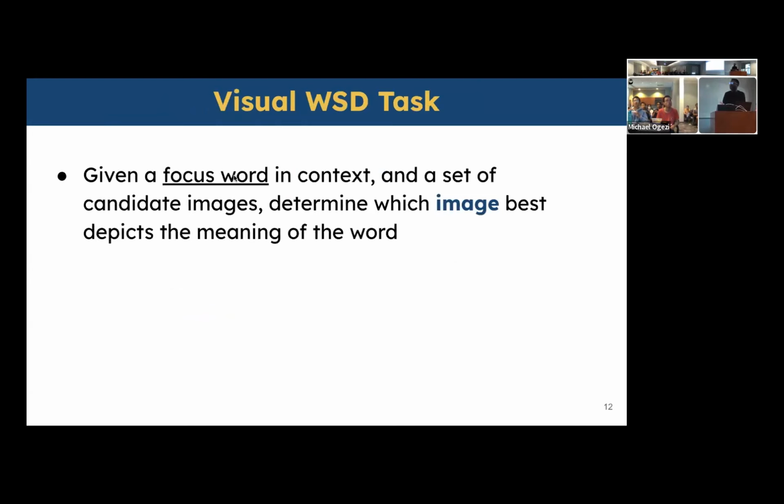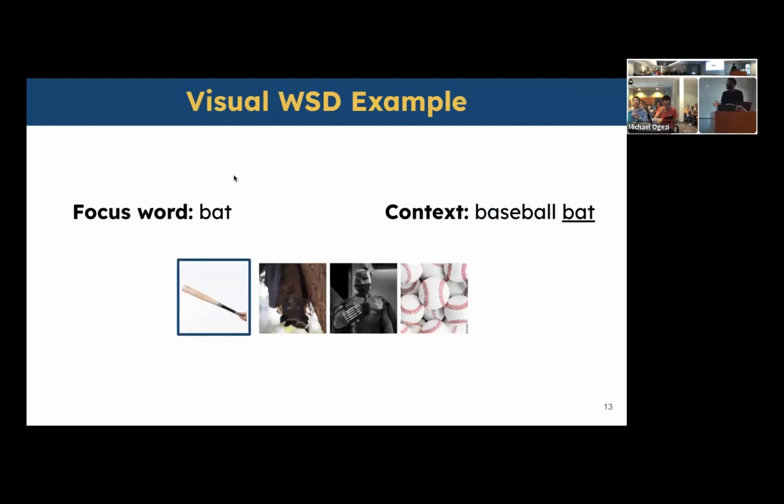And we have a second task called visual WSD. In this task, we have a focus word in context, similar to the previous task. But what we are picking from is not a set of senses, but rather a set of images. So that's the difference. This is an example. We have the focus word bats, we have the context baseball bats, and we have a couple of images that we're meant to pick from.